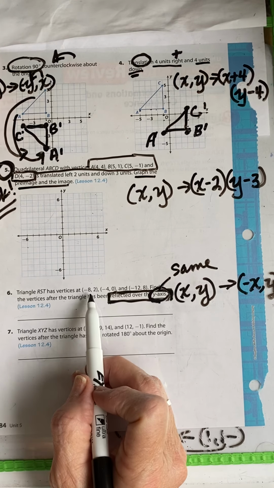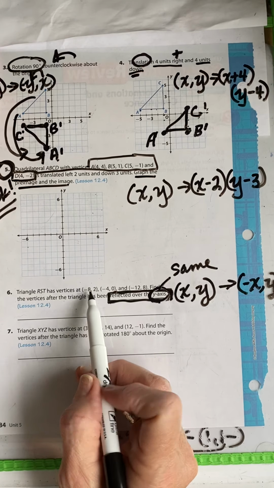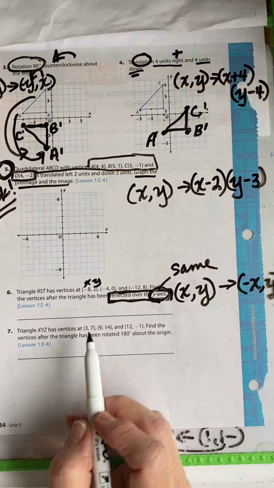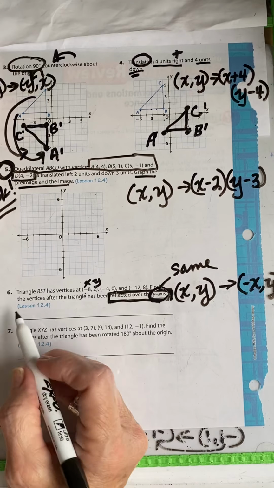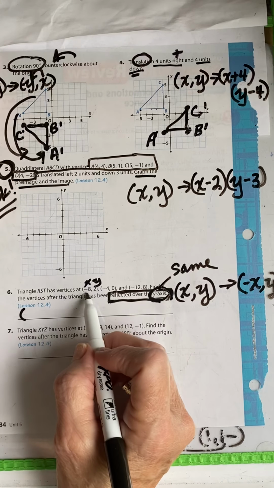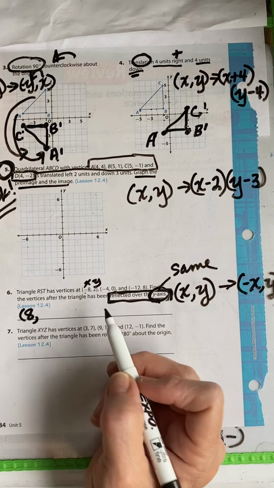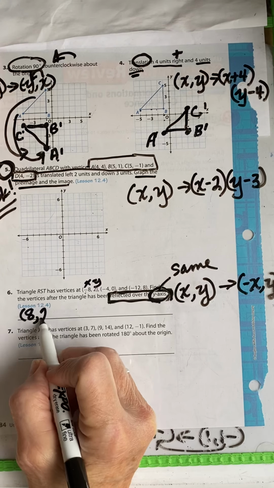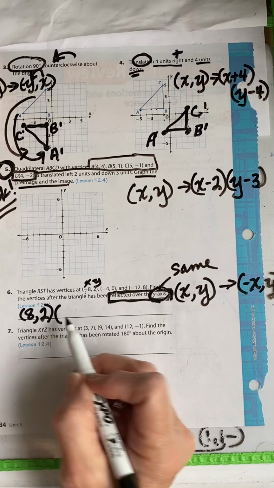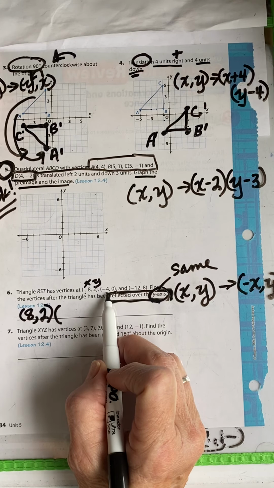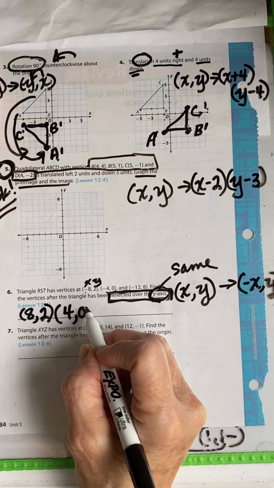The first one was RST, a triangle with 3 points. So this is our x, this is our y. Which one stays the same? The y. So we want the negative of -8. So that would become what? Positive 8. -8 becomes positive 8 because negative times negative makes it positive 8, and y stays the same. All right, take the negative of -4. What's the negative of -4? Positive 4. 0 stays the same.